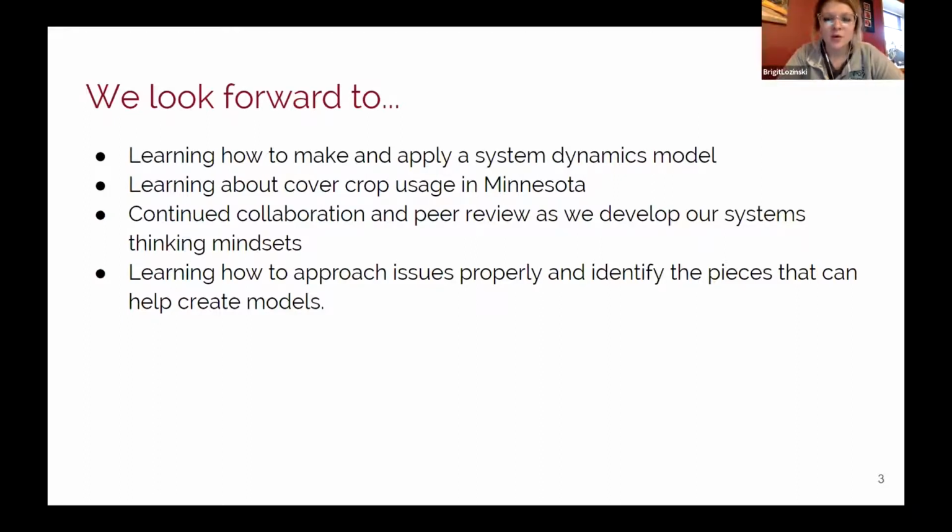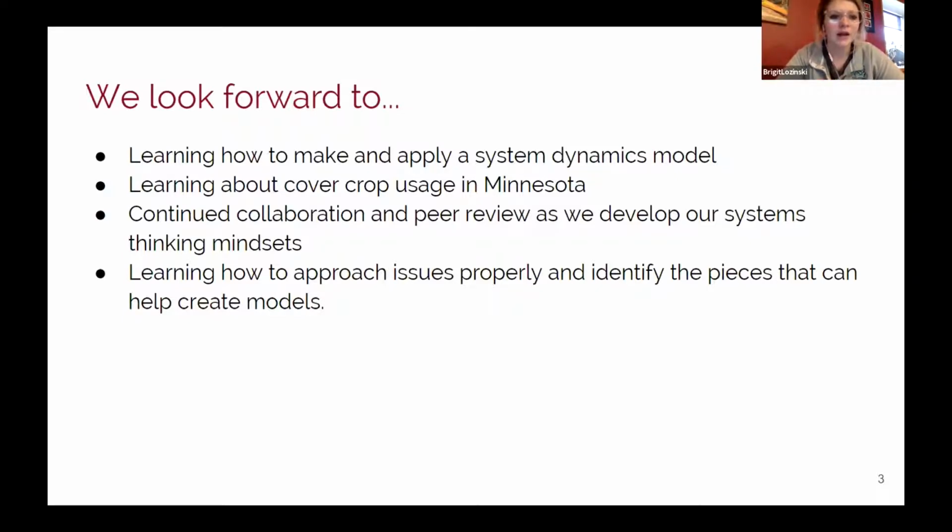And I think we all added something that we're excited to keep working on within our group moving forward. Between our individual problems that we're working on, as well as our large group problem, I think we're all pretty excited about making and applying a system dynamics model, in respect to understanding the different perspectives, as Noelle mentioned, and how we can all collaborate on that.